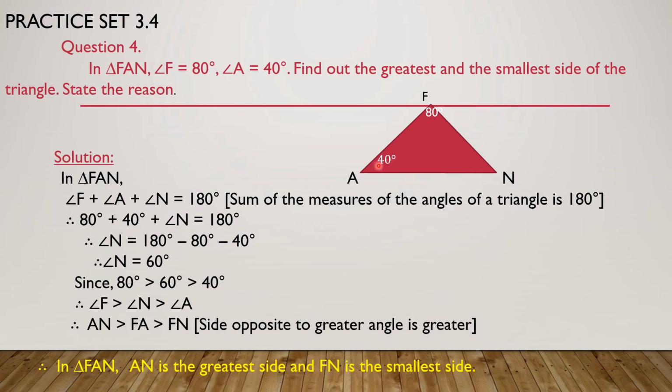By the properties of inequalities of sides and angles of a triangle, the side opposite to the greater angle is greater. Therefore, in this triangle, angle F is the greatest angle. Therefore, its opposite side is AN. Therefore, AN is greater than FA, which is greater than FN, because the side opposite to the greater angle is greater. Therefore, in triangle FAN, AN is the greatest side and FN is the smallest side.